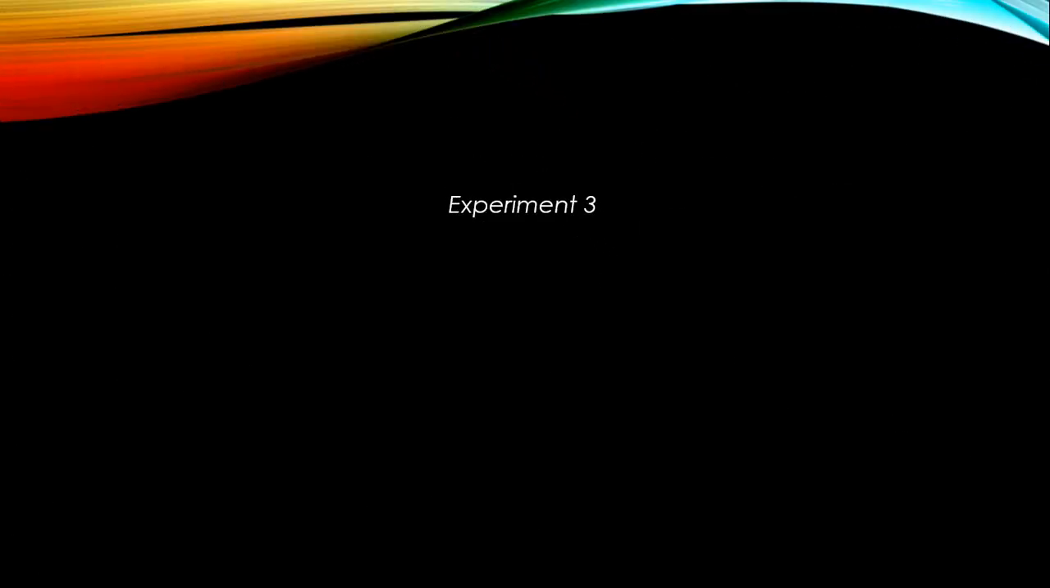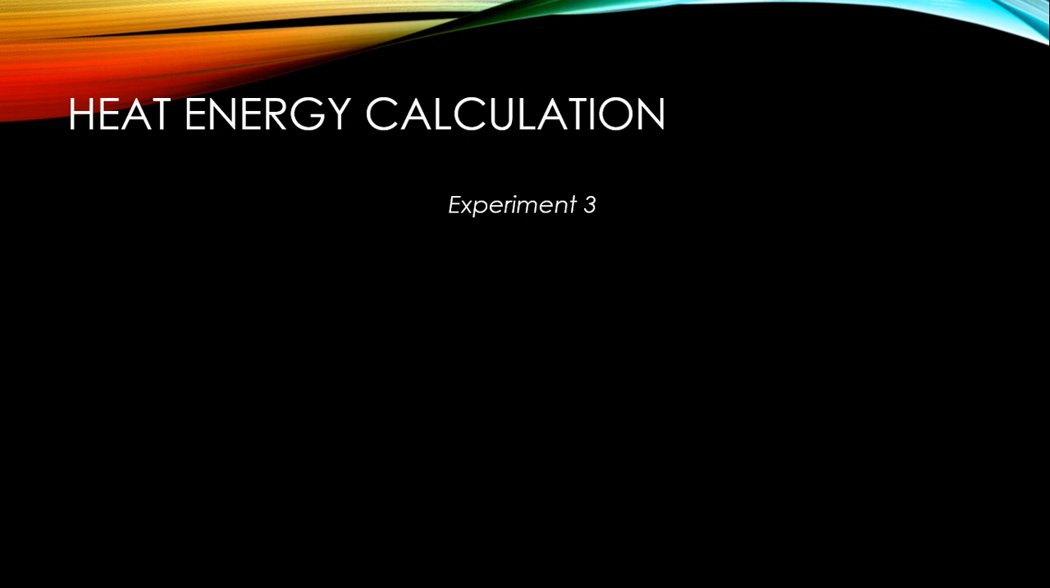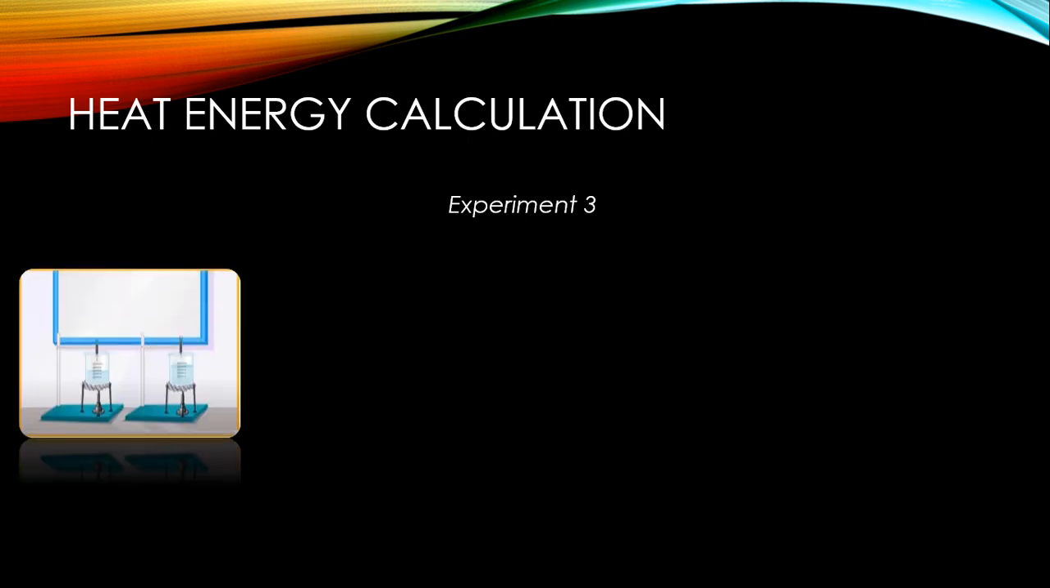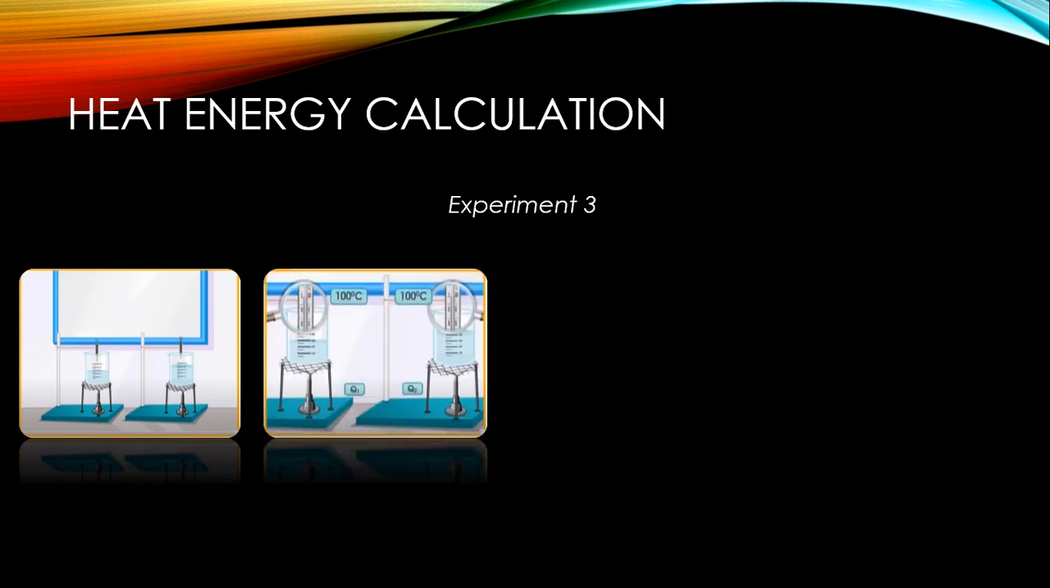Now we have reached the third experiment, which explains the concept of heat energy calculation. Take two beakers, one containing 500 cubic centimeters of water and the other having 250 cubic centimeters of water, both at 25 degrees Celsius, the room temperature, and supply both of them with heat energy by a flame until each of them reaches 100 degrees Celsius.